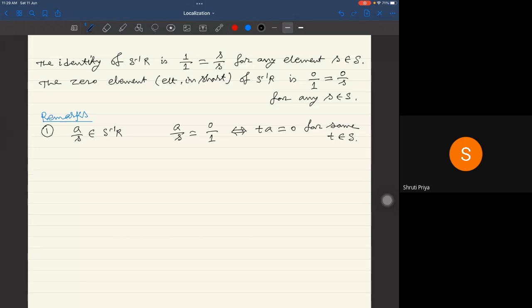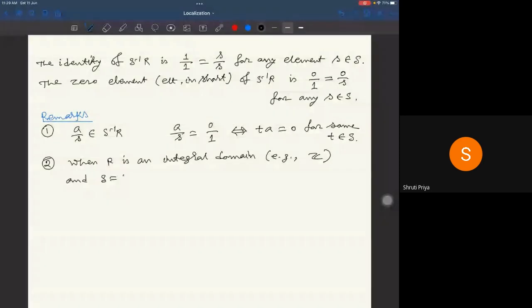Okay, so let's see this special case when R is an integral domain, for example the ring of integers, and S is R minus 0. By the way, is this set a multiplicatively closed subset of R? Can anyone tell me? If yes, then what is this S inverse R?